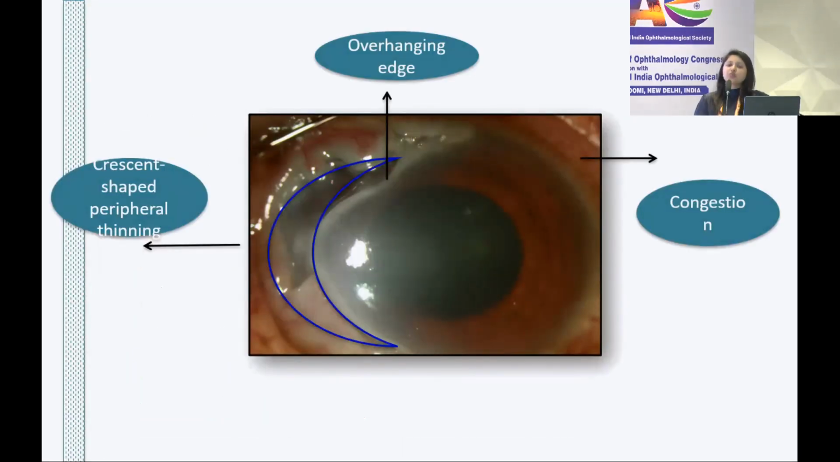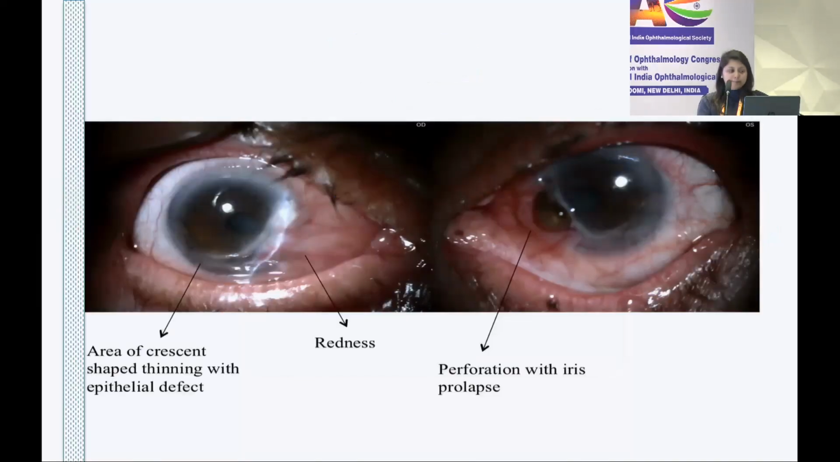So by these two cases we can see that we may or may not find a reason for a PUK, but the management has to be tailor-made for each and every case depending on what are the other associated factors. So essentially a PUK presents with a crescent-shaped peripheral thinning, as we can see here. The edges are overhanging, there is associated congestion, and the central cornea may or may not be involved. If there is diminution of vision, that could be because of the inflammation or the astigmatism the defect is causing.